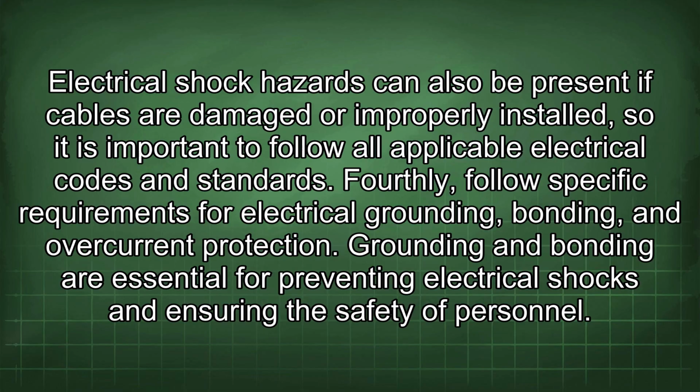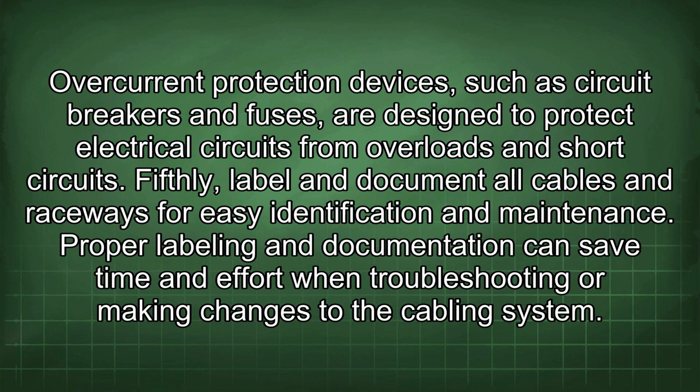Fourthly, follow specific requirements for electrical grounding, bonding, and overcurrent protection. Grounding and bonding are essential for preventing electrical shocks and ensuring the safety of personnel. Overcurrent protection devices, such as circuit breakers and fuses, are designed to protect electrical circuits from overloads and short circuits. Fifthly, label and document all cables and raceways for easy identification and maintenance. Proper labeling and documentation can save time and effort when troubleshooting or making changes to the cabling system.